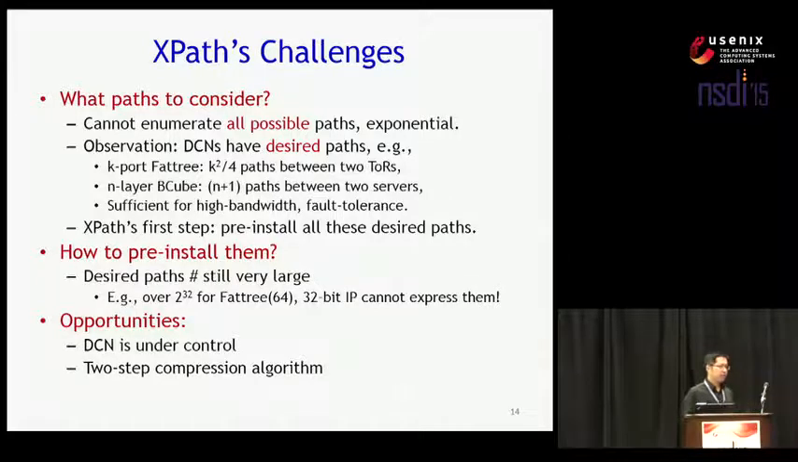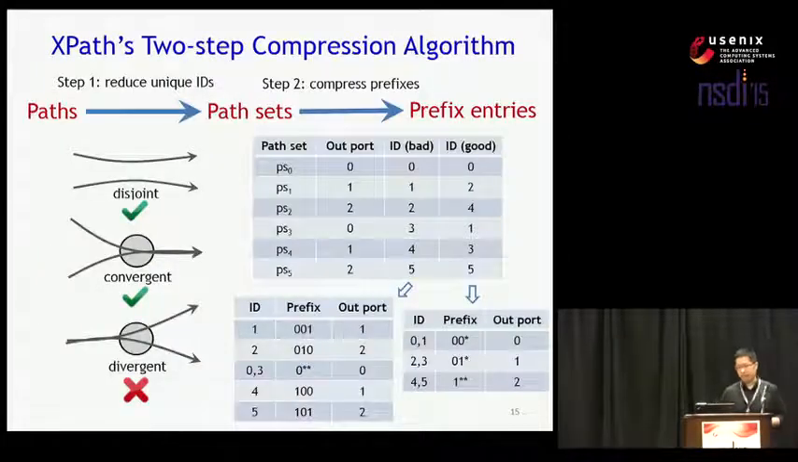Our two-step compression algorithm has very clear goals. In the first step, we aggregate paths into path sets, where the goal is to reduce the number of unique paths in the network. Because, as we said, the number of unique paths can even exceed the number of addresses in the IP address space, right?